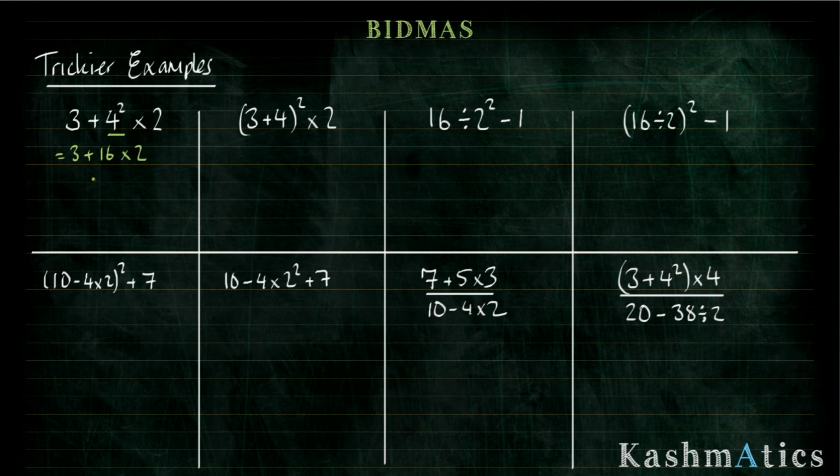Is there a multiplication or division? Yes, there is. There's one here. So I need to do that next. 3 plus whatever 16 times 2 is, which is 32. And because there's only one operation left, I can just do that now. And the answer there is 35.